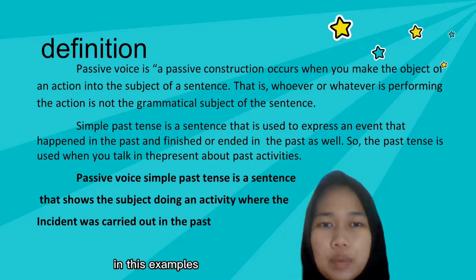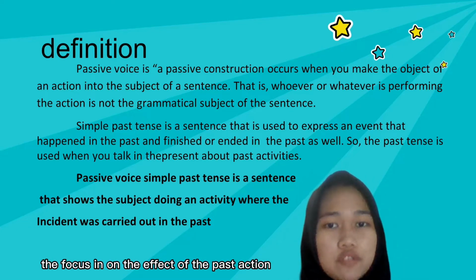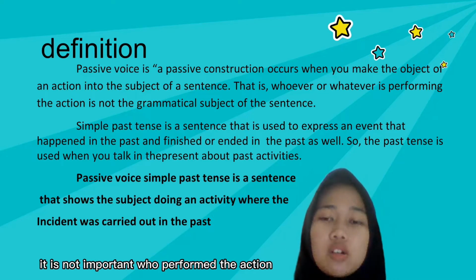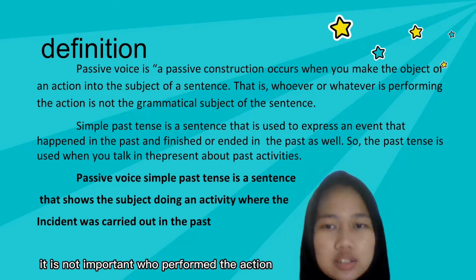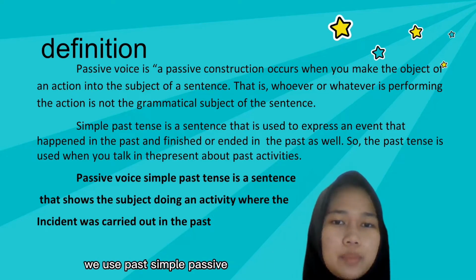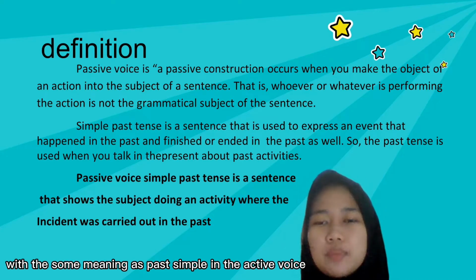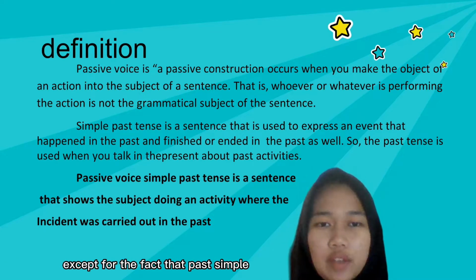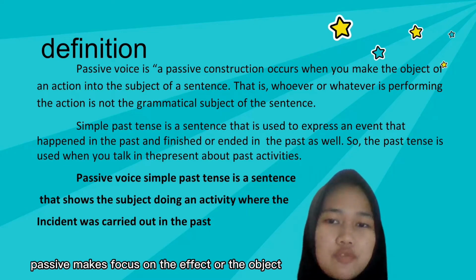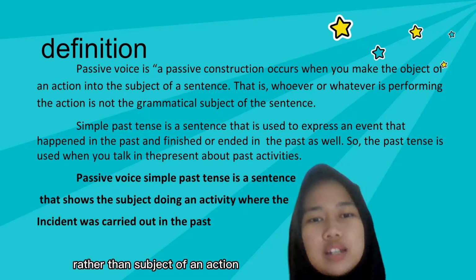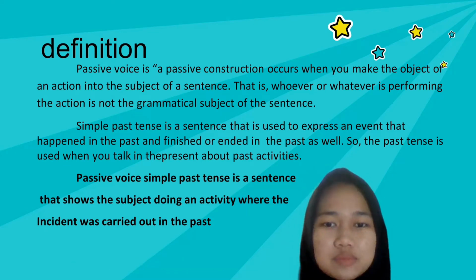In these examples, the focus is on the effect of the past action. It is not important who performed the action. We use past simple passive with the same meaning as past simple in the active voice, except for the fact that past simple passive puts the focus on the effect or the object rather than the subject of an action.